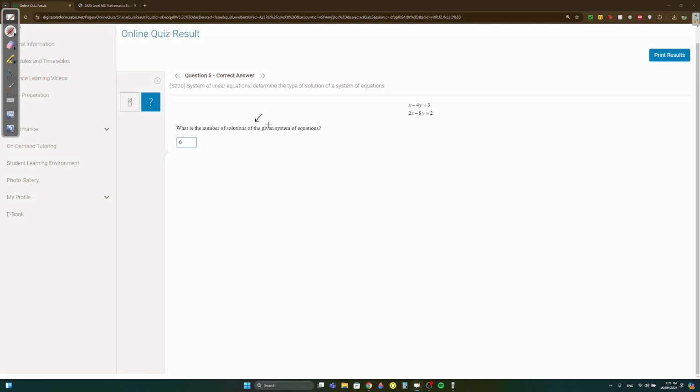What is the number of solutions of the given system of equations? You're going to see this and start panicking. Let's just solve it as if it's a system. x minus 4y equals 3. You can take 4y to the other side, you get 4y plus 3. So you can substitute x here by 4y plus 3. So that's substituted: 2 times 4y plus 3 minus 8y equals 2. It becomes 8y plus 6 minus 8y equals 2. Now 8y minus 8y, it cancels.